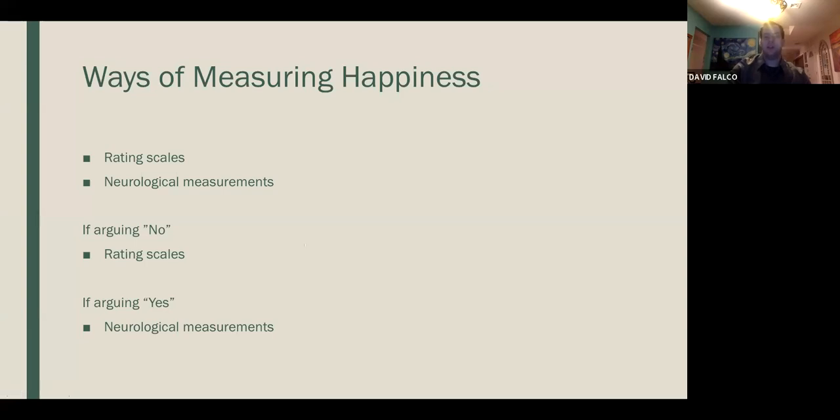So I'm not going to focus as much on this one unless you guys are giving me comments about it. But I'm just going to briefly review some of the knowledge I have about rating scales and then point you guys in the right direction if you want to answer this question and focus on the neurological measurements.